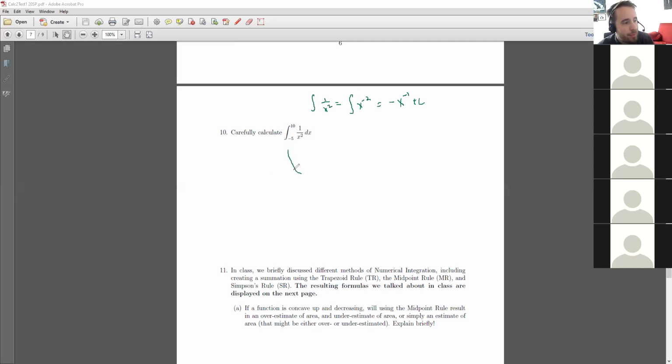Right? So a lot of people recognized that, and they were quick to say, okay, this is negative 1 over x, right? That's what negative x to the negative 1 is. That's negative 5, that's 10. And so if I plug that in, that's going to give me negative 1/10 minus negative 1/5. Easy peasy, done. But unfortunately, incorrect. So what was the issue here?